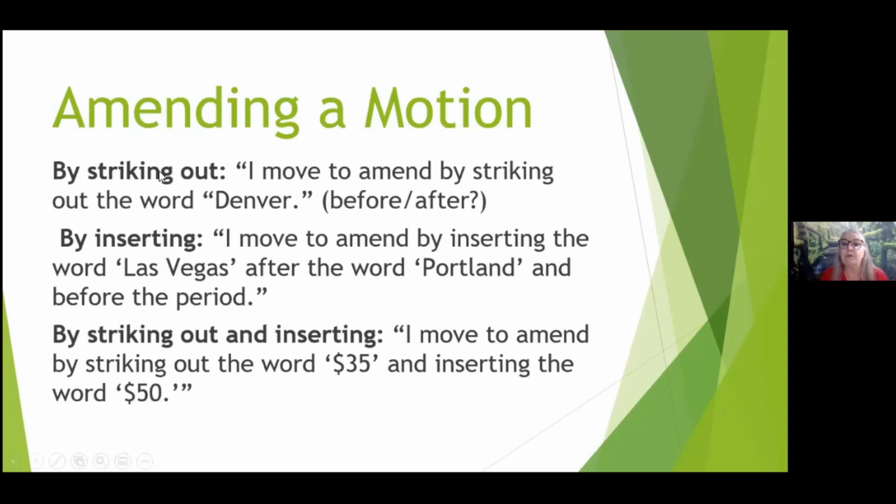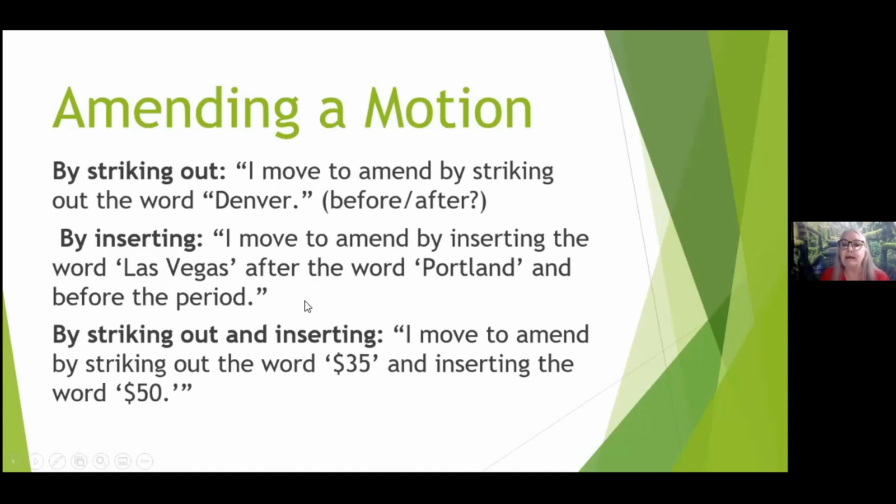Okay, again, when moving a motion, they can stand up and say, I move to amend by striking out the word Denver. Or putting something in before or after. By inserting, I move to amend the motion by inserting the word Las Vegas after the word Portland and before the period. So it tells exactly what's going in and where it's going in. Obviously, this is talking about where the next conventions were going to be.